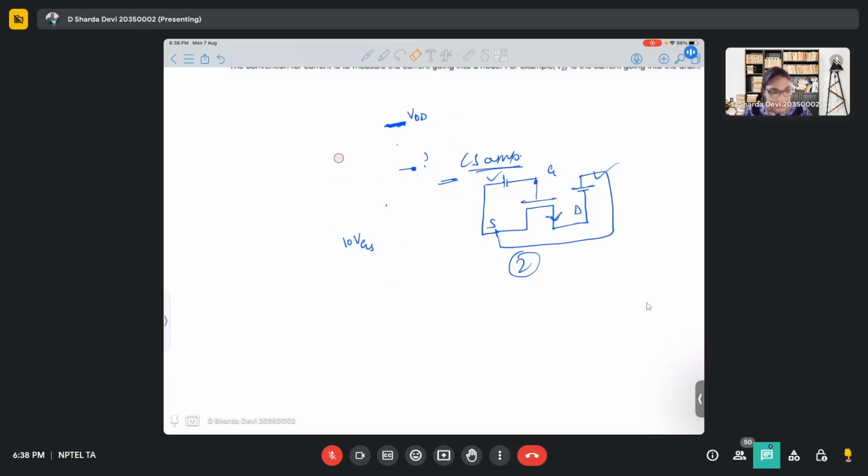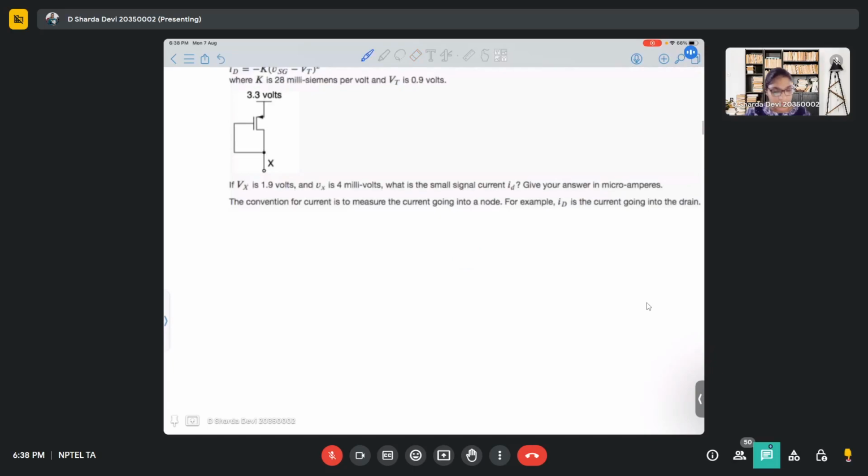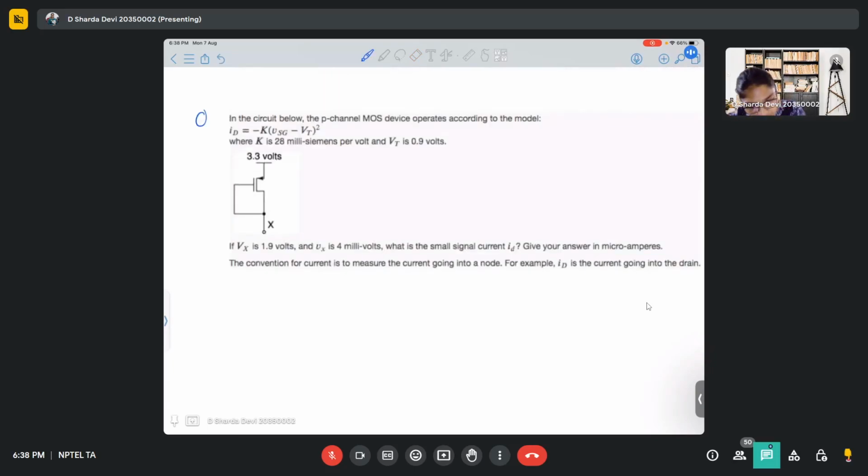So with this, let's quickly move forward. Coming to the first question. Today's first question is, here it is already given that ID is minus K VSG minus VT. So first of all, what type of transistor is this? PMOS.